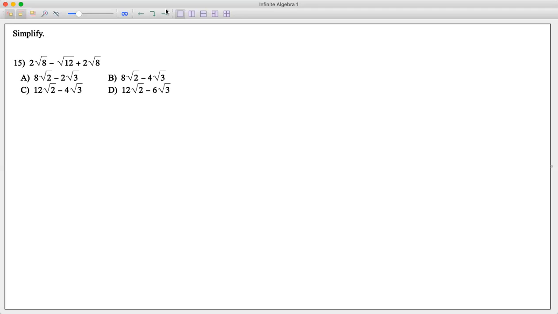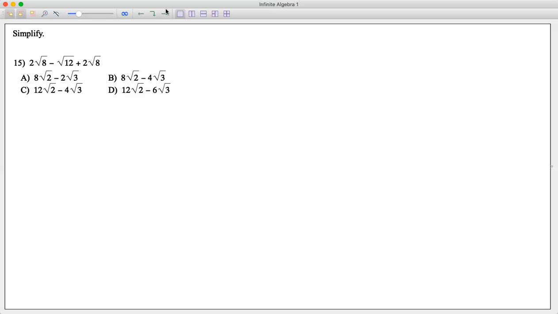So it says 2 root 8 minus root 12 plus 2 root 8. You are allowed to add things that have the same square root. What's that number? Eight. Is there any other 8s? Yes. If you have the same thing, you take the number out front and group it with the number out front. That says 2 plus 2 is 4 root 8. That's done. What's left? It's not 12. It's the square root of 12, we say root 12.